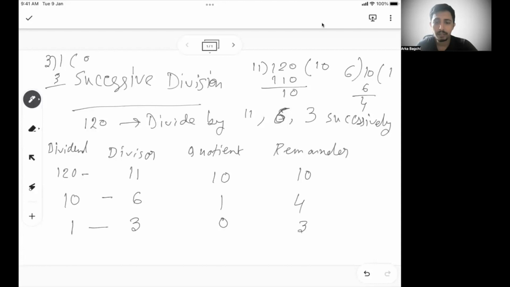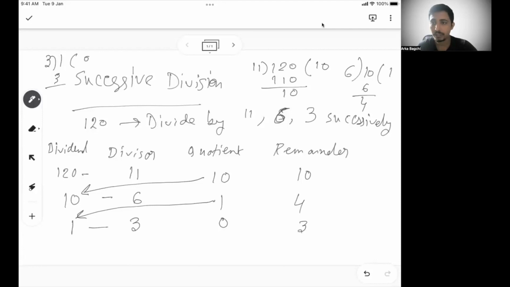So 3 will not completely divide 1, so everything will become your remainder. That's how we do it. Basically your quotient in the first stage becomes the dividend in the second stage, and the quotient in the second stage becomes your dividend in the third stage. That is basically called successive division.